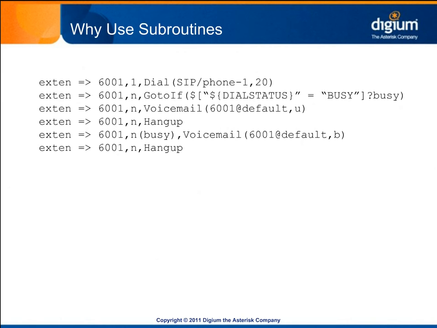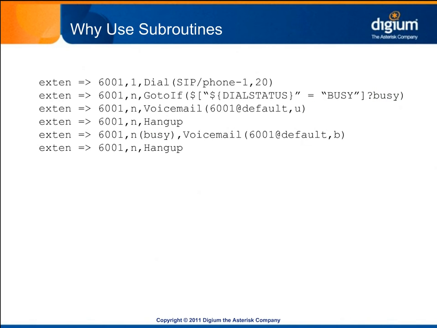Consider this Dialplan excerpt designed to route a call to the appropriate voicemail greeting. The first line of the extension, 6001, dials phone-1. If phone 1 doesn't answer, the GotoIf will route the call based on the value of the DIALSTATUS channel variable. If the dial status is busy, the call will be routed to the busy priority, and voicemail will play the busy greeting. If the dial status is anything other than busy, the call will fall through to the next priority and voicemail will play the unavailable greeting.